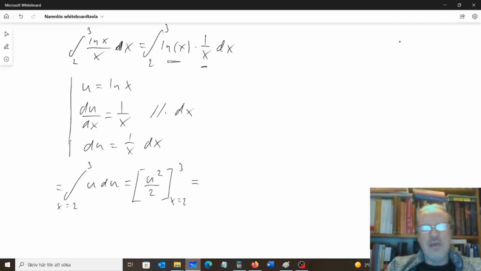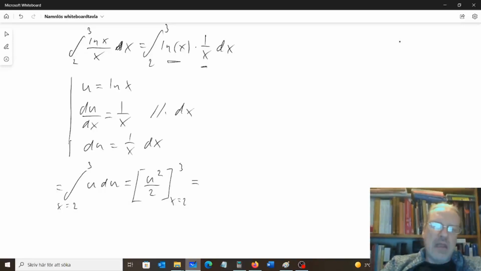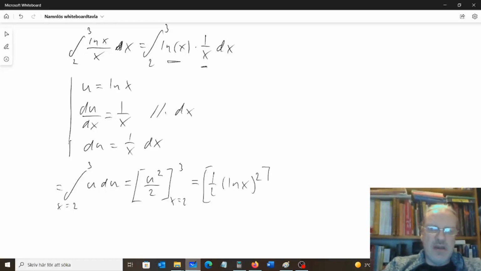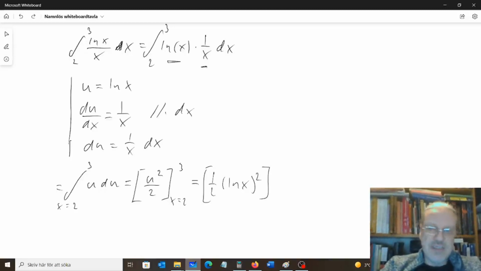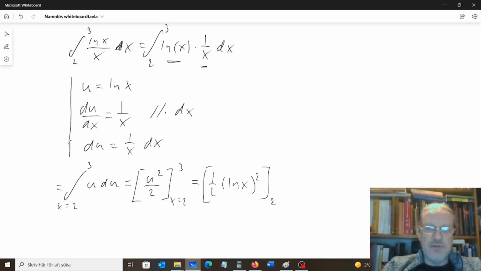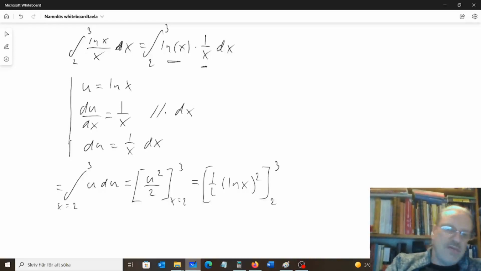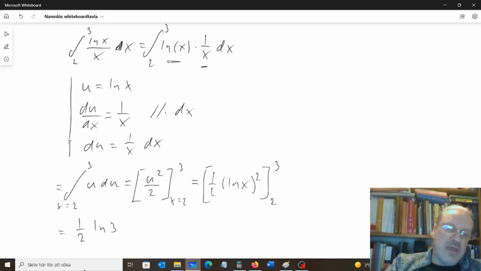And now we can put back our ln x. So that will give us, and I will write a half first, of ln of x squared from x, and now I don't need to write from x equals, because now the variable is x, so from 2 to 3. And that will give us 1/2 ln of 3 squared minus 1/2 ln of 2 squared.